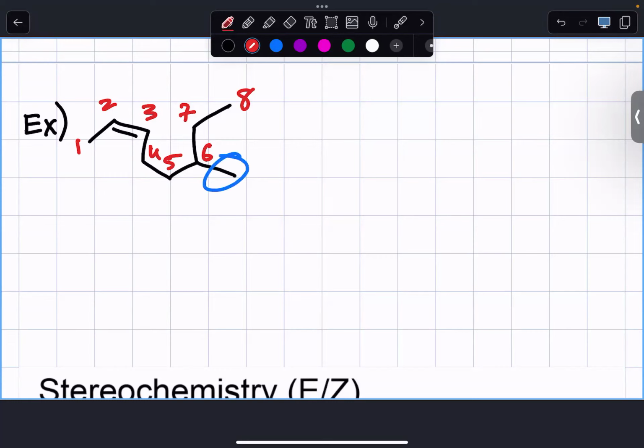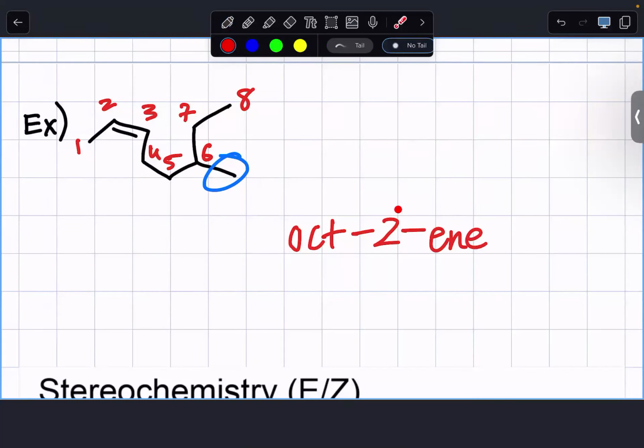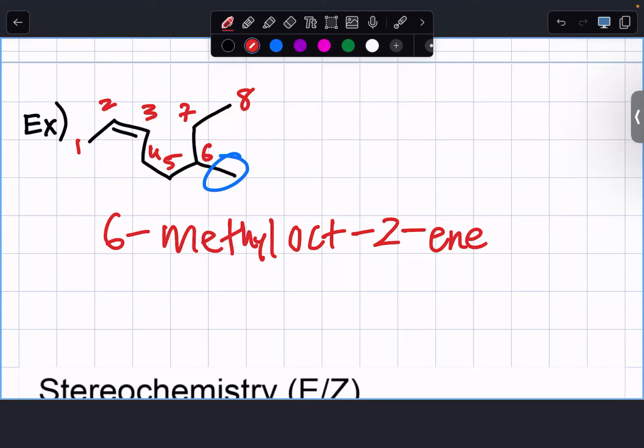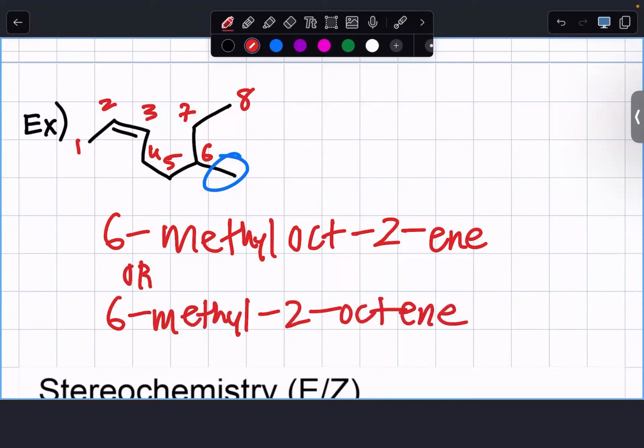So what would be our base name if it's 8 carbons long with an alkene? Octene, on carbon 2, octene, yay. Oct-2-ene, to show that the alkene is at carbon 2, it starts at carbon 2. And we know we have a methyl group at carbon 6, so that's 6-methyl oct-2-ene. Or it could have been 6-methyl-2-octene as well. What else are we missing here?